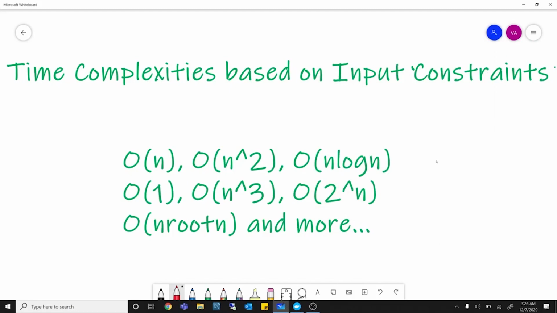So today we're going to discuss something quite important: how to judge the time complexity required to solve a question based on its input constraints. This is quite a common doubt. A lot of people have asked me how to judge the time complexity required to solve a particular question just by looking at the constraints. So today we're going to discuss that.